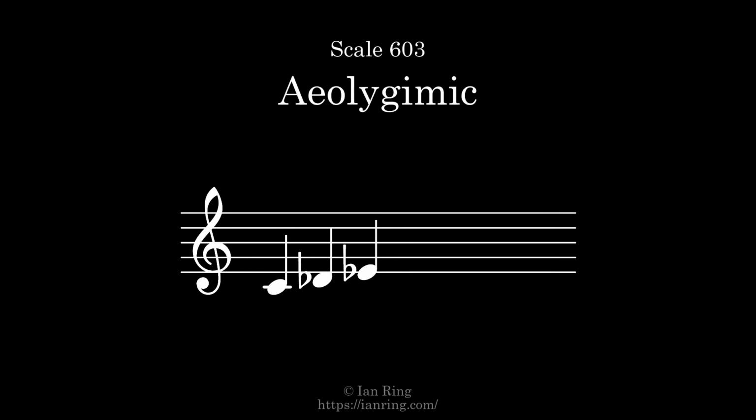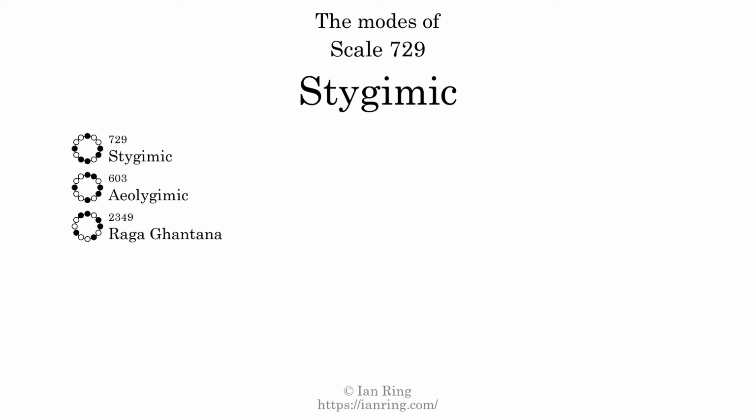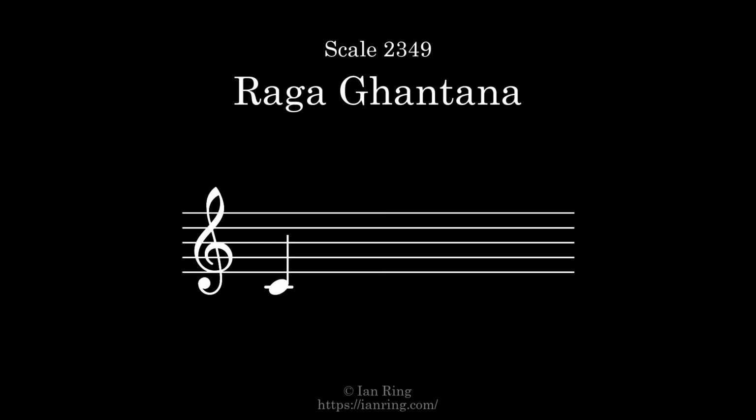This scale has 6 modes. The first mode is itself. The second mode is scale 603, also known as Stygimic. It sounds like this. The third mode is scale 2349, also known as Gigantana. It sounds like this.